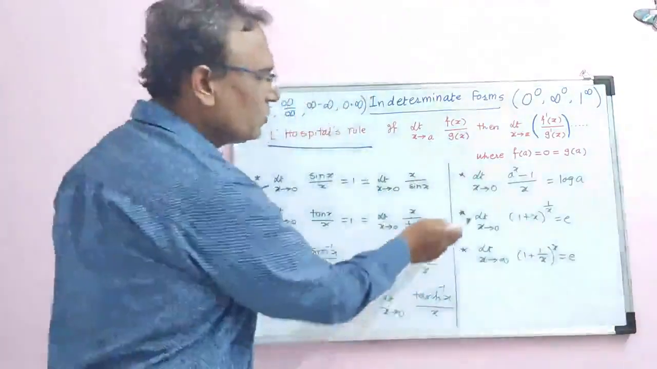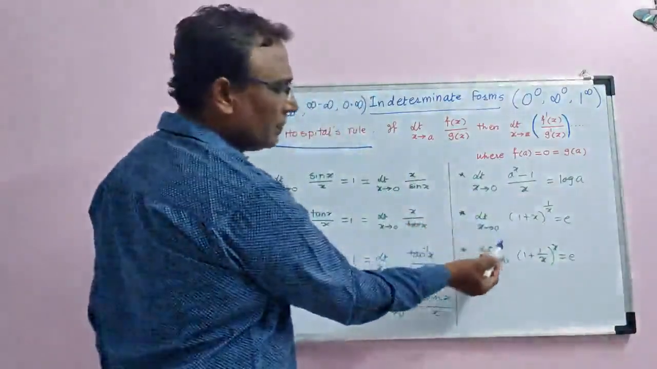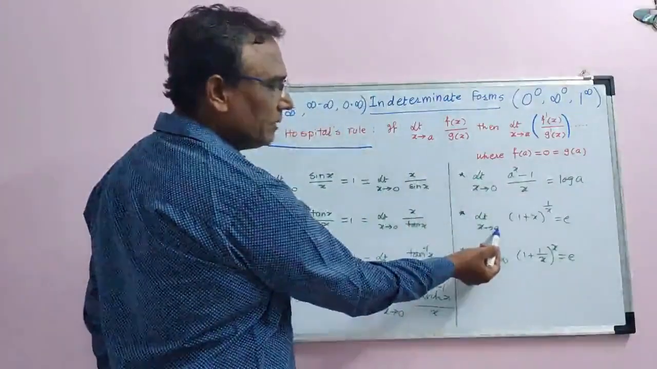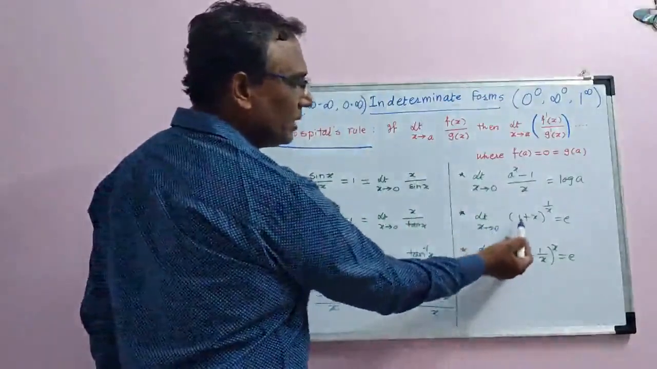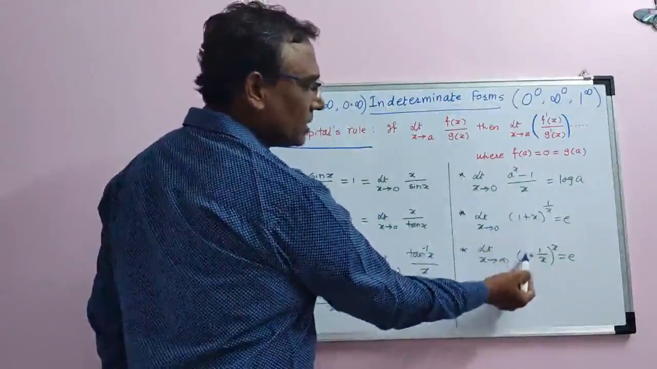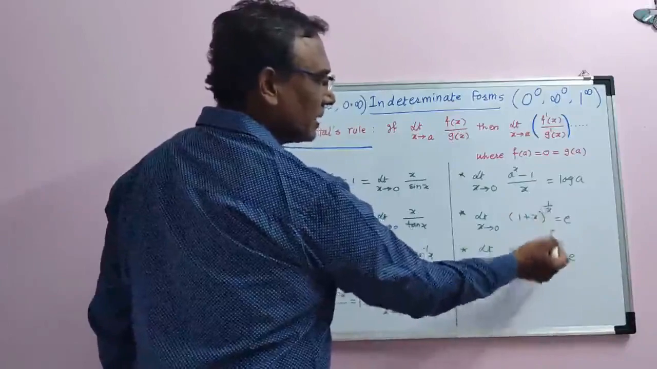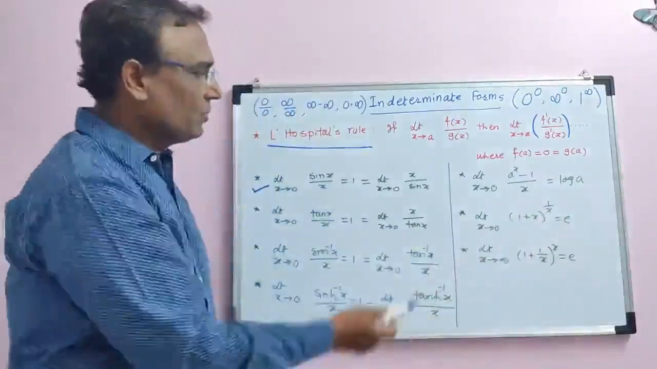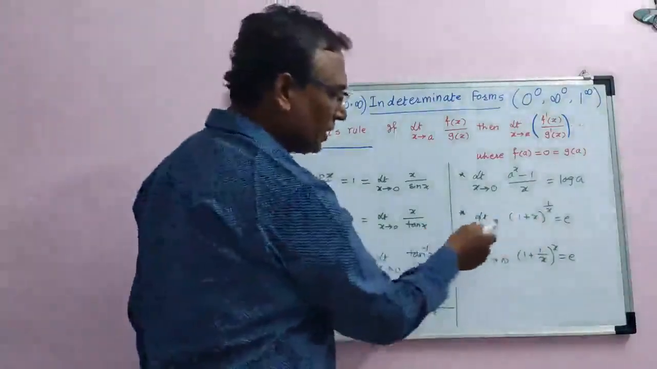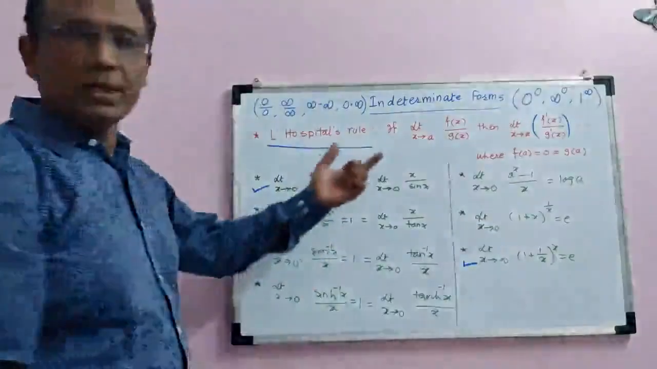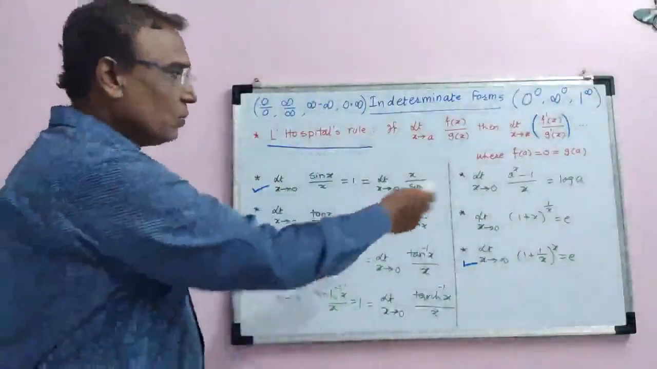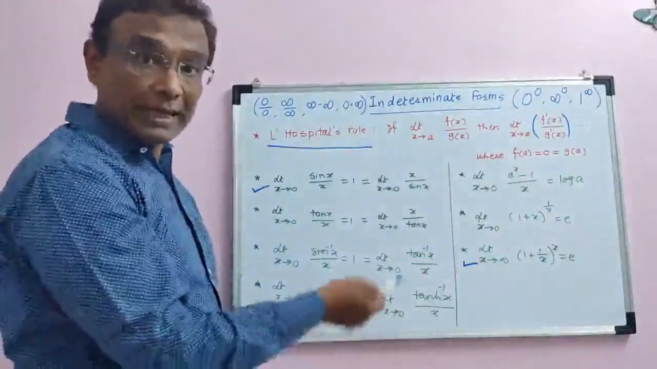And these two formulae are similar. Here the multiplicative inverse of 0 is infinity, the multiplicative inverse of 1 is 1, and x is replaced by 1 by x. If you replace x by 1 by x here, you will get this formula. This formula is to be remembered, and one of these formulae may be asked in the examination, directly or indirectly.